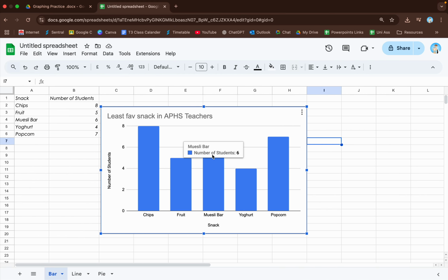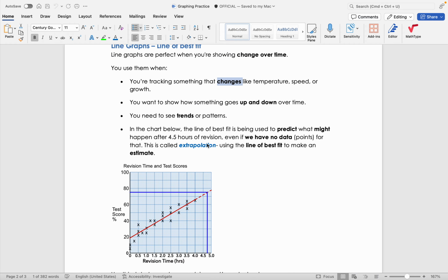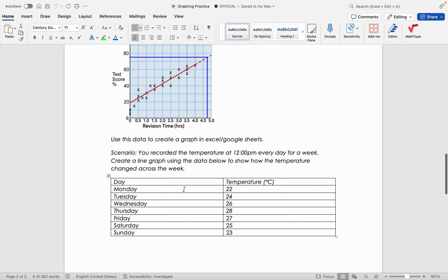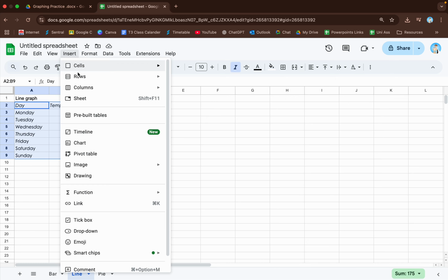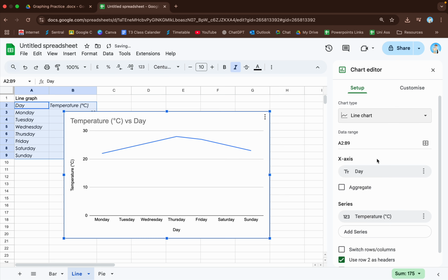So you're trying to see something changing over time. Am I trying to see a change here? No, I'm not trying to see a change. I'm just trying to see which one's the biggest, which one's the smallest. For a line graph, you're trying to see a pattern or a trend. You're trying to see if something's going up or down. So, looking at this one, for example, we've got across the days of the week, what's the temperature? So, same thing. I'm going to highlight that. I'm going to go insert, charts, and I'm going to press this one.